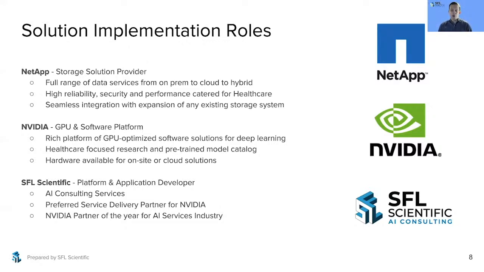SFL Scientific is partnered with both Nvidia and NetApp and brings considerable expertise in design and deployment of large-scale machine learning systems. These partnerships and the vast experience in creating custom AI applications put SFL Scientific in a unique position to provide state-of-the-art service in implementing and supporting even the most complex healthcare AI solutions.